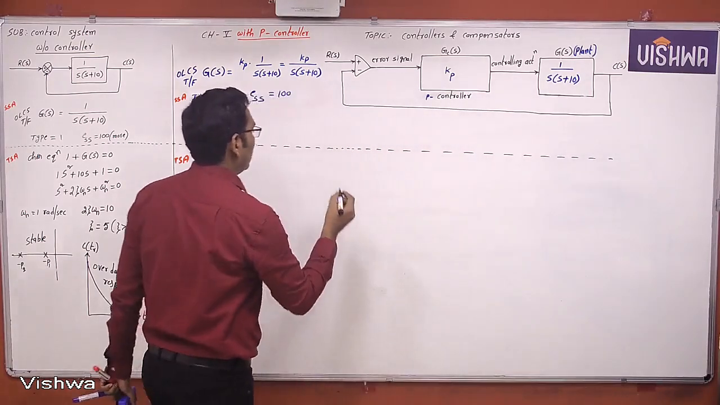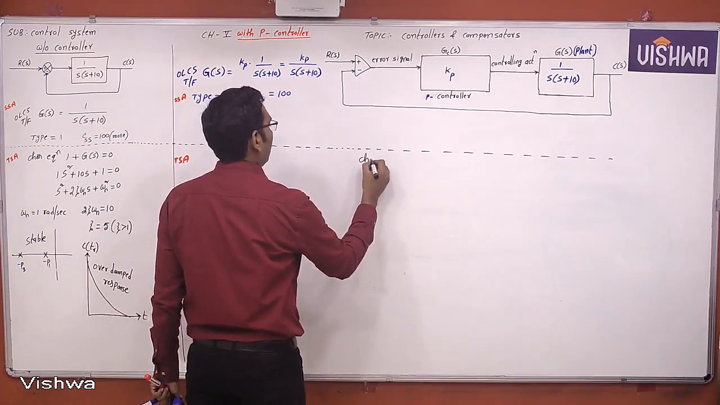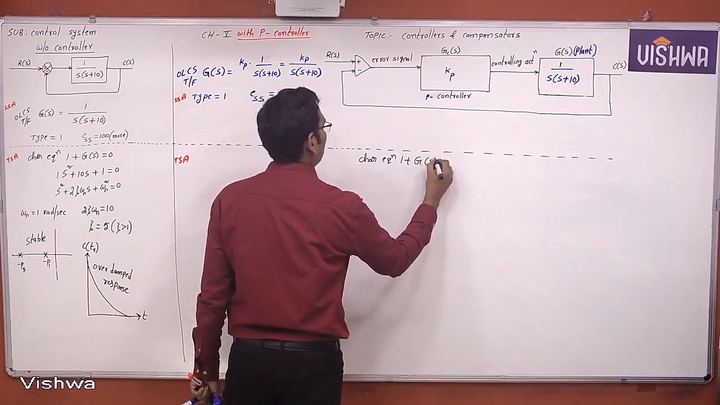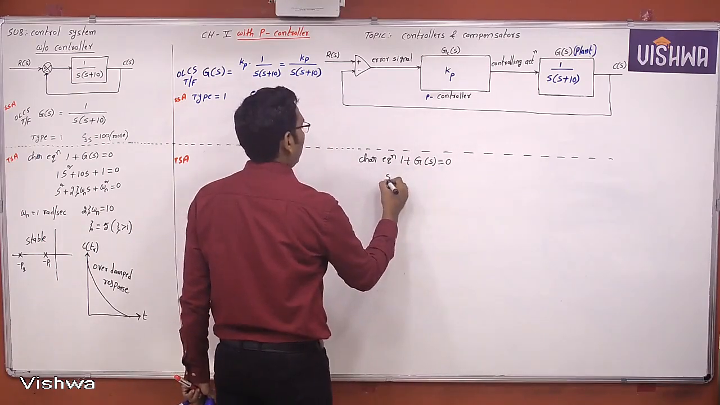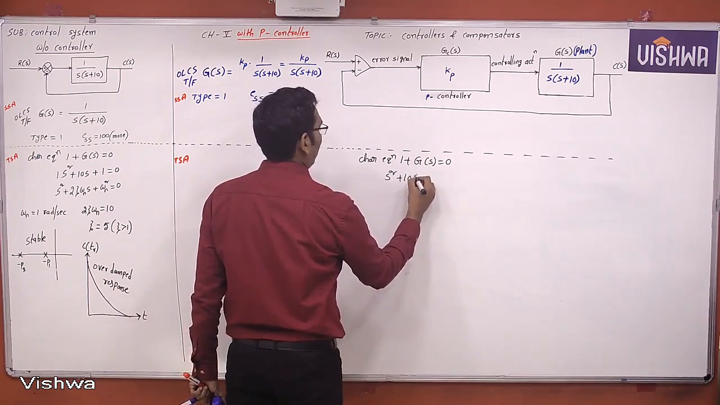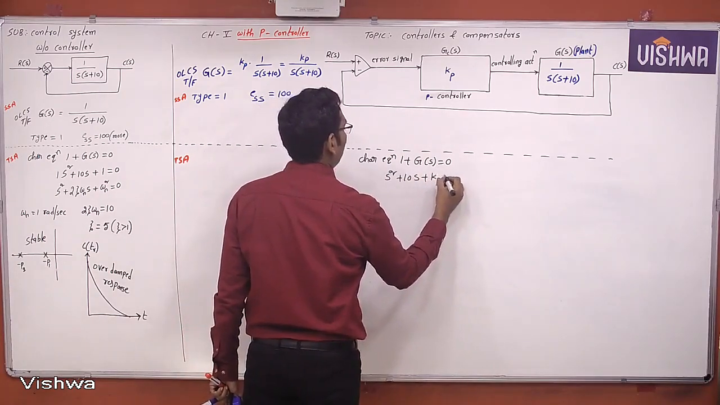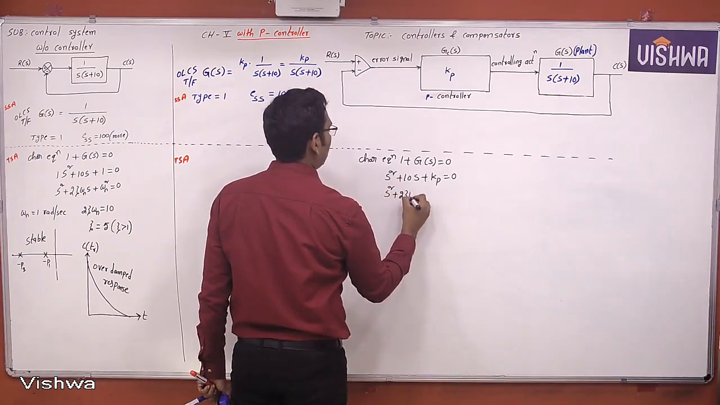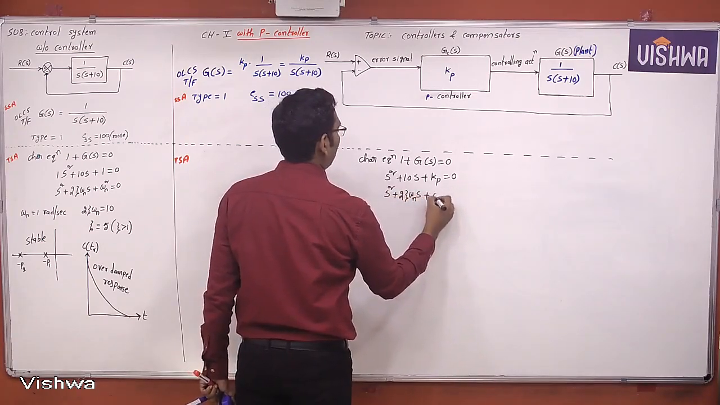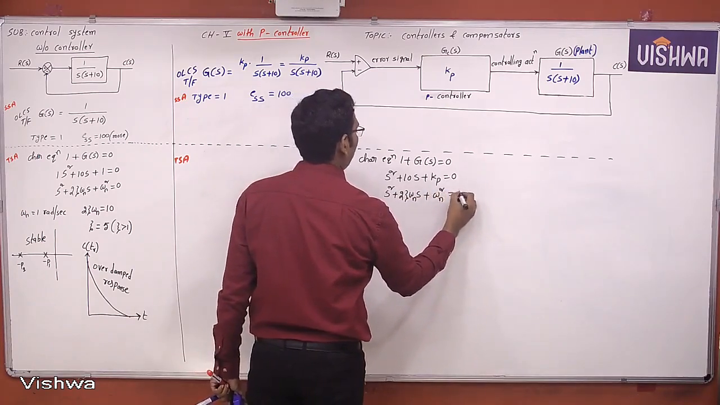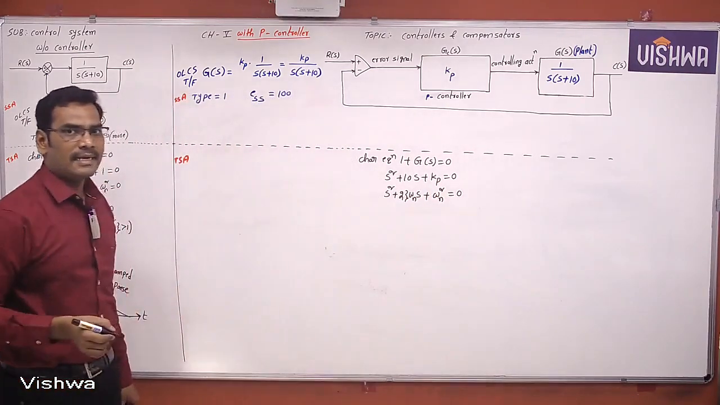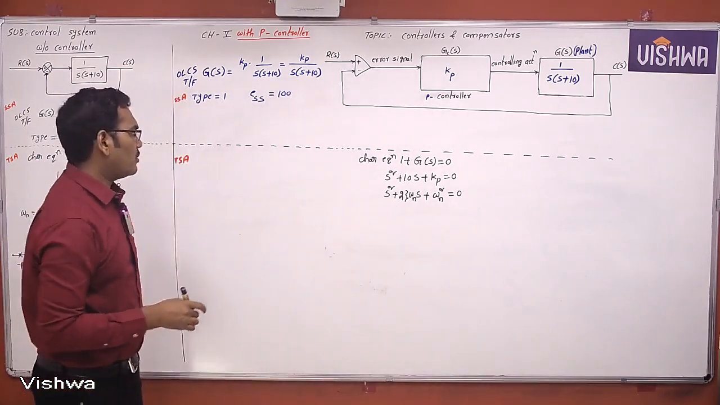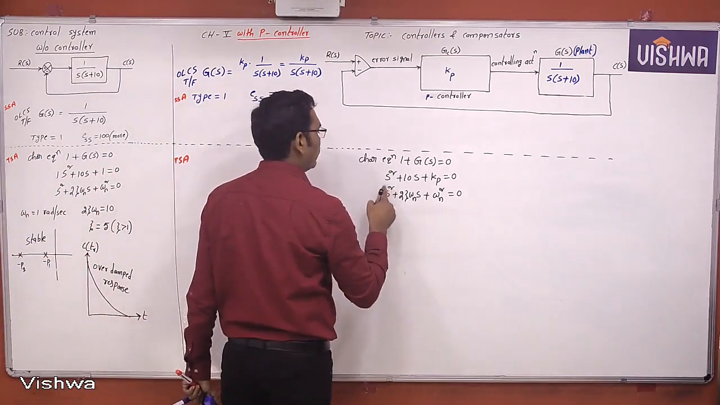What is the characteristic equation? The characteristic equation means that 1 plus G(s) equal to 0. Therefore, s² plus 10s plus Kp equal to 0. Now compare with s² plus 2 zeta omega n s plus omega n² equal to 0. This is the characteristic equation of order 2.